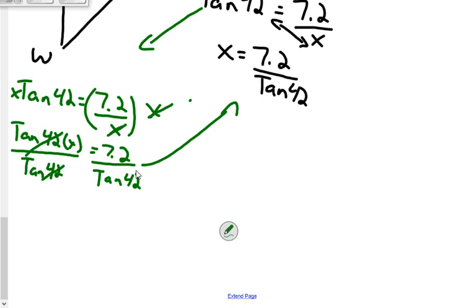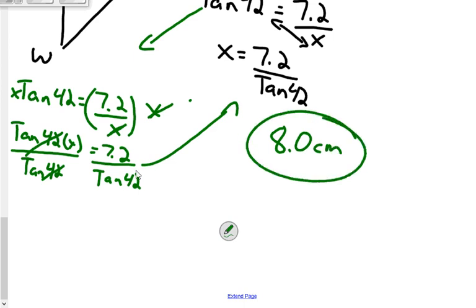Okay. So now you just work out the math. Try this on your calculators. 7.2 divided by tan 42. Oh, 0.900. 7.99. Yes, excellent. 7.99 or just 8. 42. What the heck? 7.2. Is it dividing here or multiplying? Divided by. Your calculator might be different.